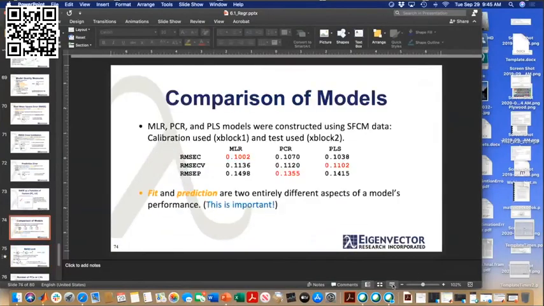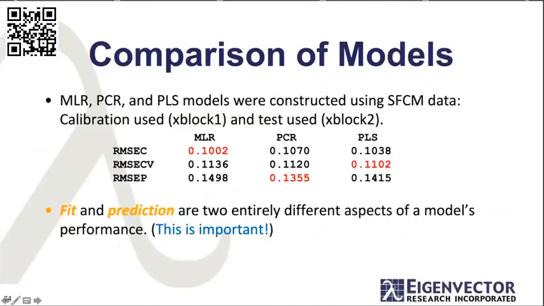I think it really is important to understand that fit and prediction are two really different aspects of a model. Fit is important. It's necessary, but it's not sufficient. And you've really got to validate your models. And if you attempt to publish anything on a regression set of results, and you don't include at least RMSE CV and hopefully RMSE P as well, it's very likely that the reviewer will fail the paper.